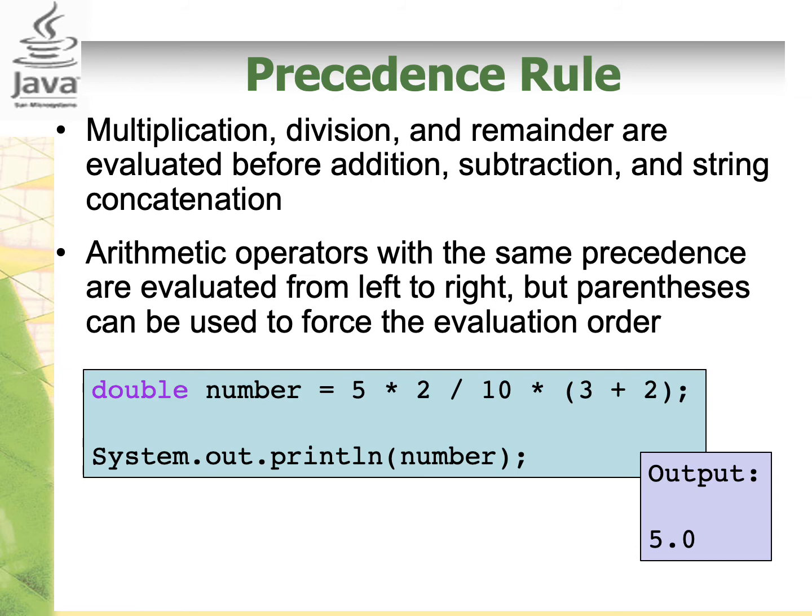For example, if we have double number, so our variable is called number, it has the type of double, equal to 5 times 2 divided by 10 times, in parentheses, 3 plus 2. Which will be calculated first? So of course the parentheses, then followed by the multiplication, which is at the very left, then division, and then multiplication again. If you run this code, when it gets to system.out.println and it prints out the number, it will display 5.0 as the output.